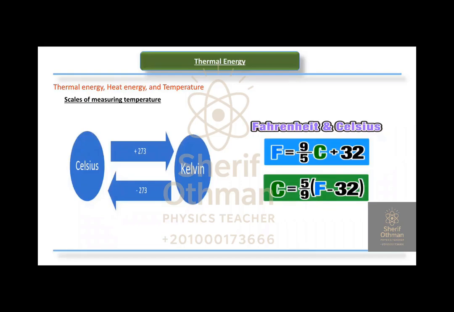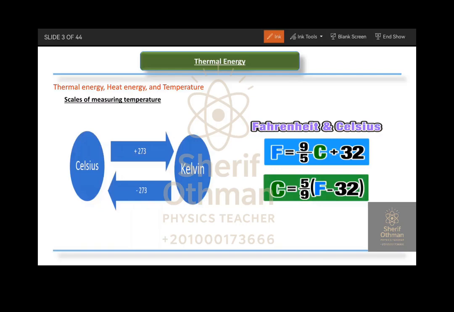We have different scales, guys, to measure the temperature of an object. The SI unit of temperature is Kelvin. So when you measure, temperature must be provided in Kelvin. We have different scales: Kelvin, Fahrenheit, and Celsius.